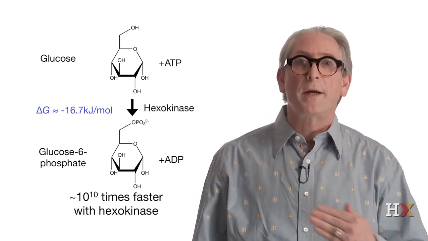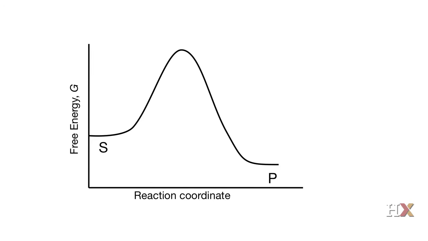The reaction will be 10 billion times faster in the presence of the enzyme than in its absence. Now, if we look again at the reaction coordinate graph, we have a spontaneous reaction because the free energy for the product is lower than the free energy for the substrate. Why do we need an enzyme if the reaction is spontaneous?